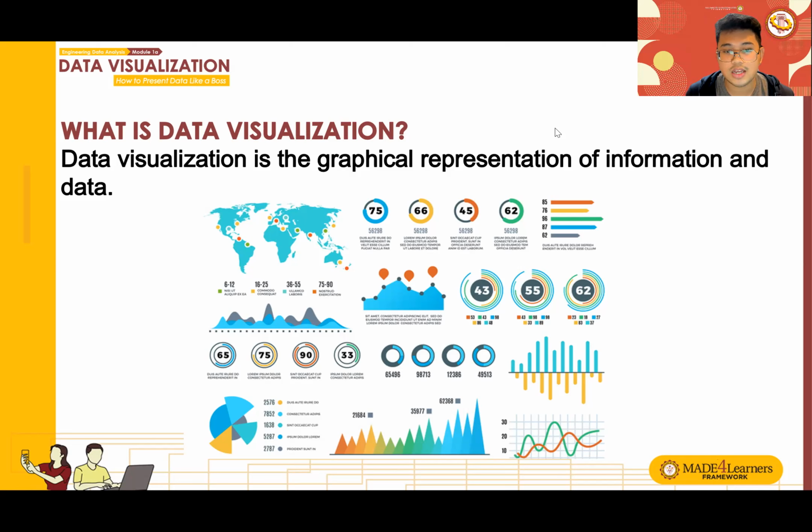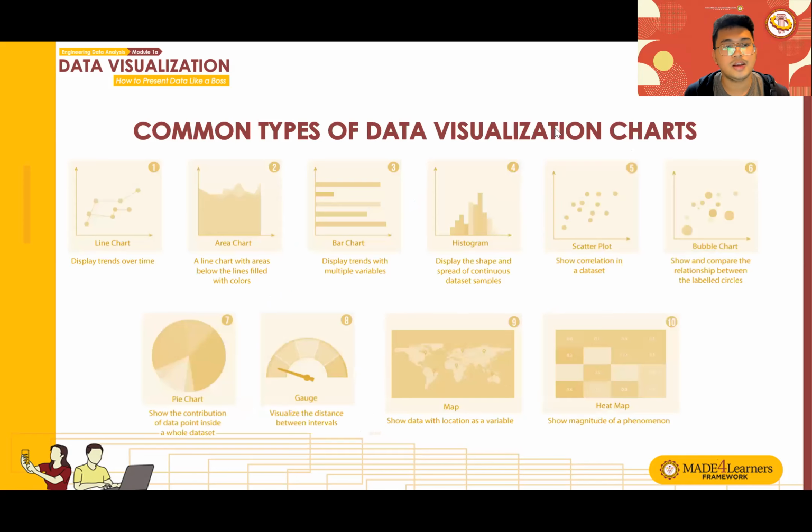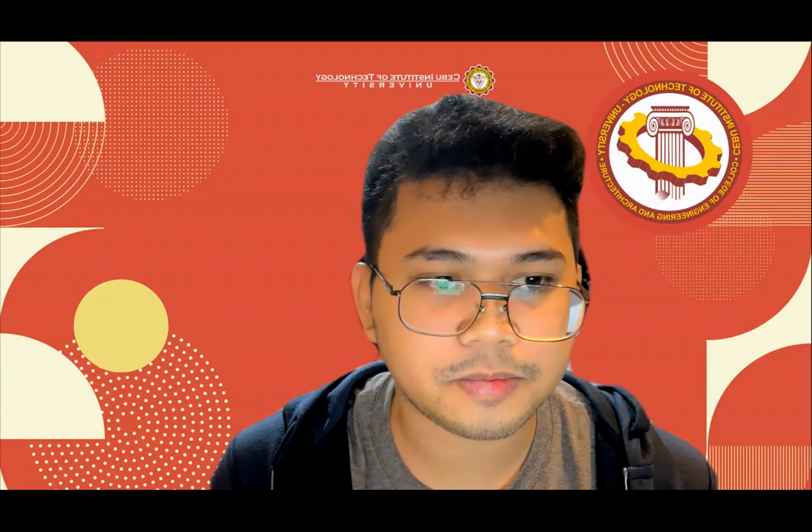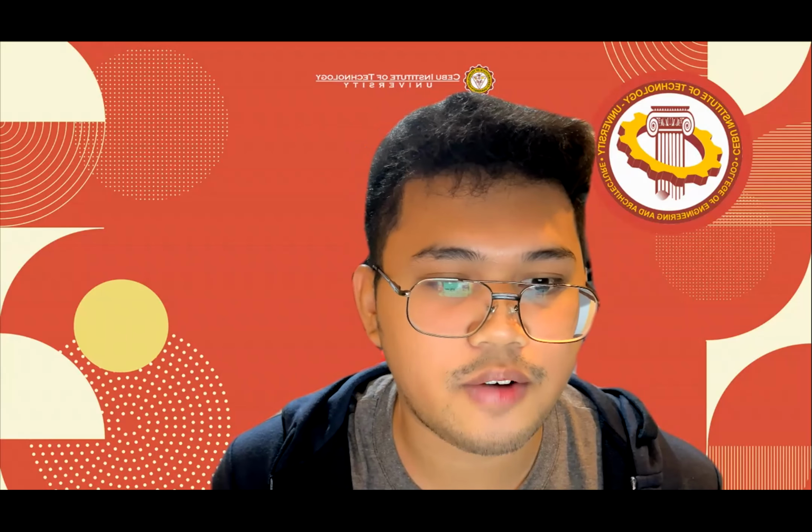There are actually different methods of visualizing data. These are the common types of data visualization charts: the line chart, area chart, bar chart, histogram, scatter plot, bubble chart, pie chart, gauge, map, and heat map. In our lesson for today, we are going to create these charts using Microsoft Excel. Hold on, I'll open my worksheet first.